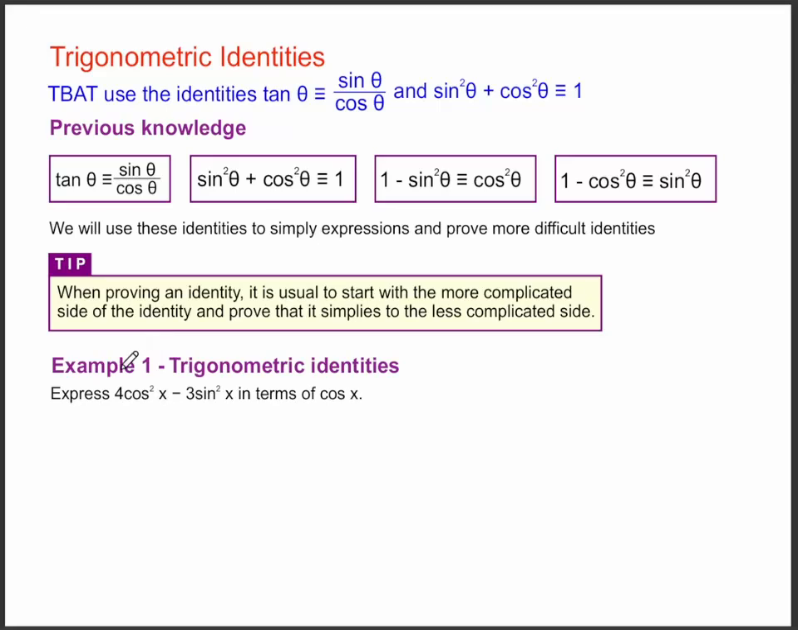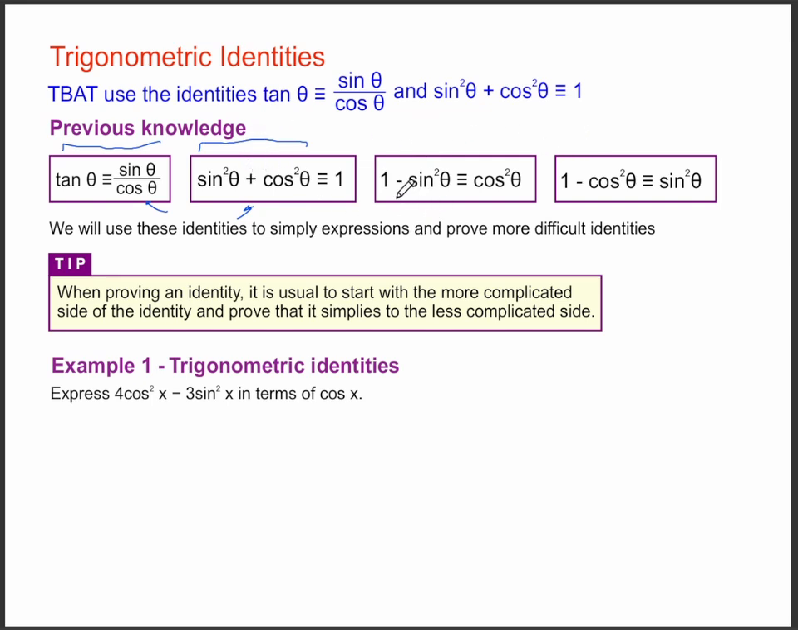This class is about trigonometric identities, and we mainly are going to be looking at two identities. One is tan theta equals sine theta over cos theta, and sine square theta plus cos square theta is 1. Now you might have seen this before, but I think you will be new to this. The other two are just rewrites of this second one.